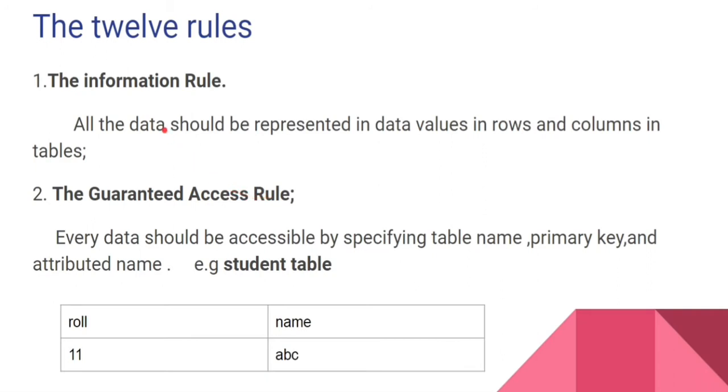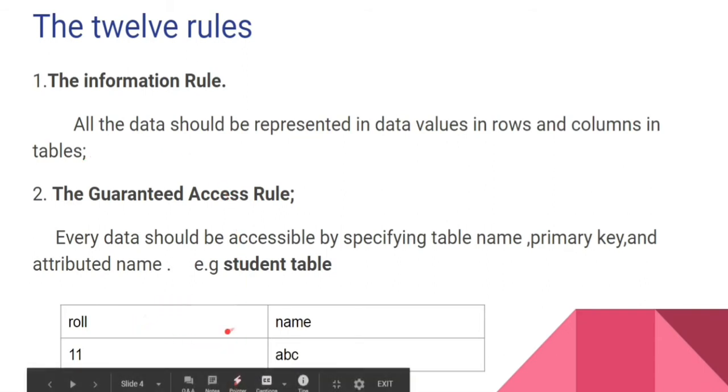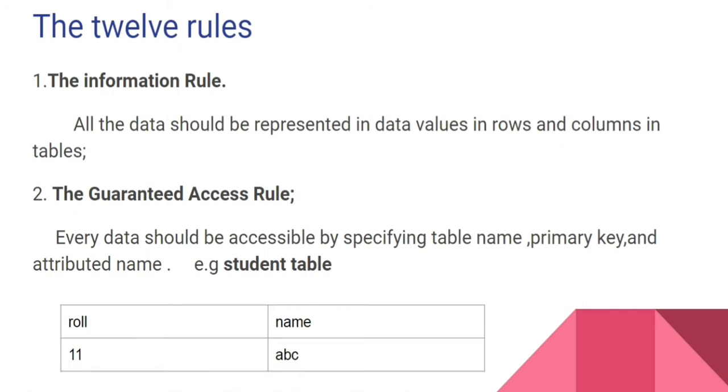Number one, the information rule. All the data should be presented as data values in rows and columns in a table. We know that this is a table, and in a table we have rows and columns. Dr. Codd concluded from the information rule that the data must be stored in tables, and the data is stored in rows and columns. So this is the information rule. With the help of this rule we can make tables and store the data in tables and rows.